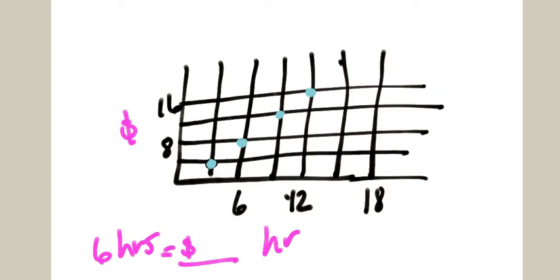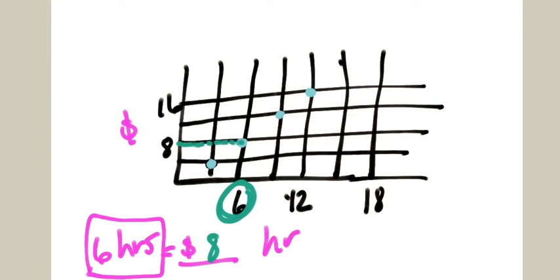Well, I go and I look for the 6 hours, which should be right here. And I want to find that dot. And then what is going across? And across from that would be $8. So for every 6 hours, we earn $8.